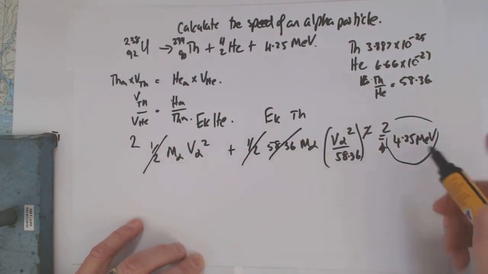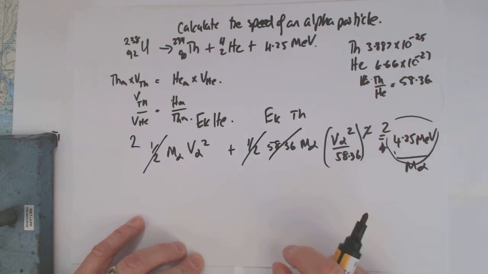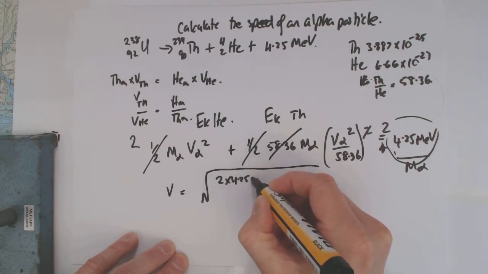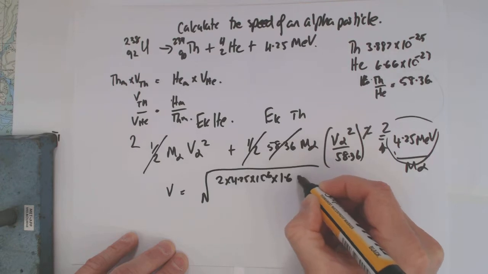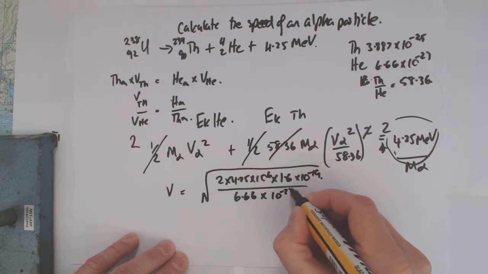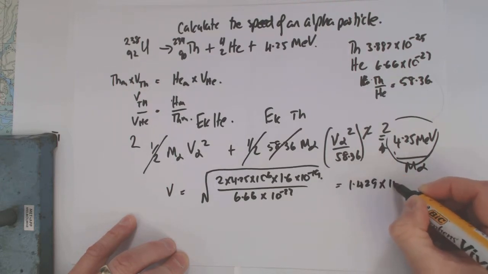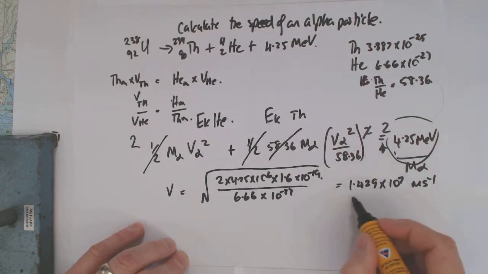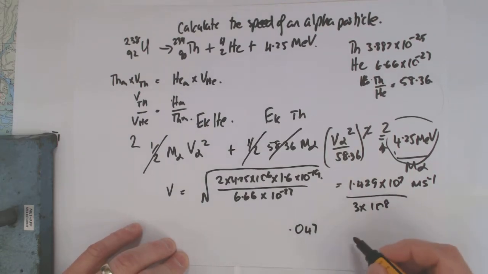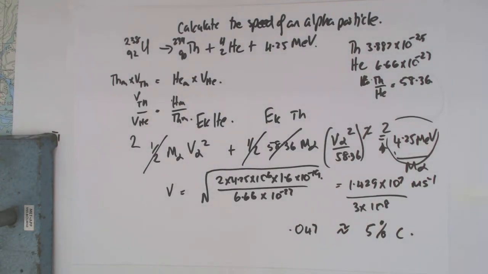We can then divide this side by the mass of an alpha particle, which we had up here, and we end up with this equation: 2 times 4.25 times 10 to the 6 times the charge on the electron, all divided by the mass of the alpha particle. We end up with it being equal to 1.429 times 10 to the 7 meters per second. If we divide that by 3 times 10 to the 8, the speed of light, we end up with 0.047, or approximately 5% of c. And we've worked out the speed of an alpha particle. Well done, us.